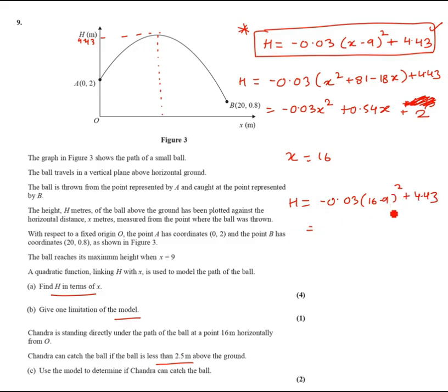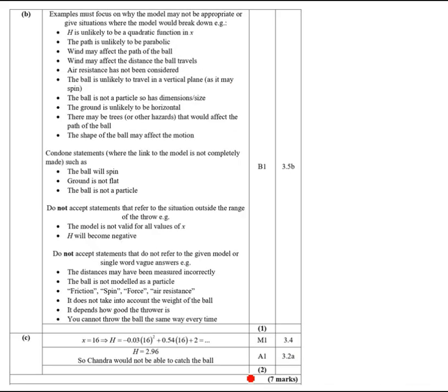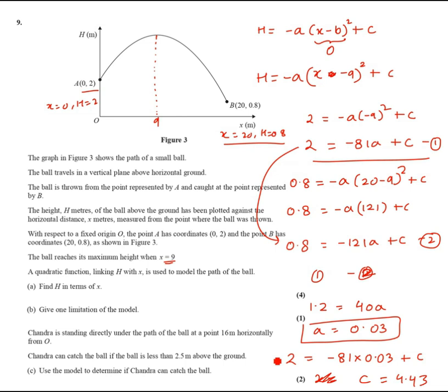So 16 minus 9 is 7. So minus 0.03 times 7 square plus 4.43. Minus 0.03 times 7 square, which is 49, plus 4.43. So that comes out as 2.96 meters, which is more than 2.5 meters. So Chandra won't be able to catch the ball. So no. Yeah, let's check the answer quickly. So Chandra would not be able to catch the ball. Yeah, perfect.